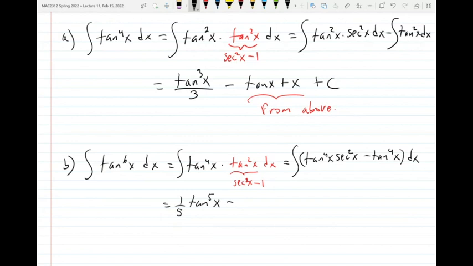Again, if you're in the exam and the question is tangent to the 6, you have to do the whole thing. You understand this, right? The point is that now you get tangent to the 4, and then you repeat the same process again. And then you get tangent square, and then you do it one more time, and you're done. So that would be minus 1 over 3 tangent cube plus tangent minus x. Are we okay?